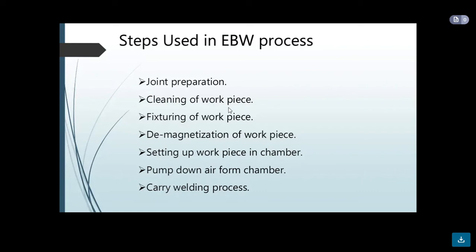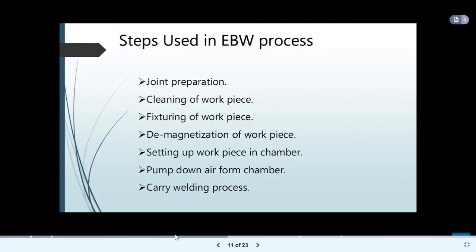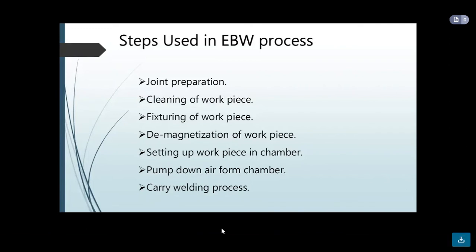Setting of the workpiece in the chamber. Once the workpiece is fixed in a fixture, then it will be set in the workpiece chamber. Pump down the air from the chamber. We need to remove the air, or create the vacuum in the chamber, and carry out the welding process after that. So these are the different steps in the welding process.